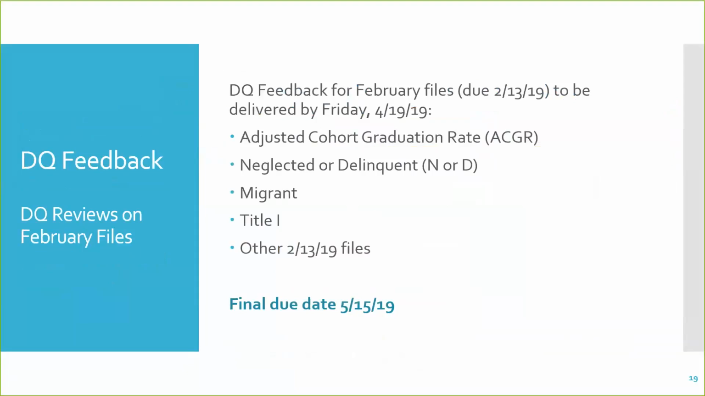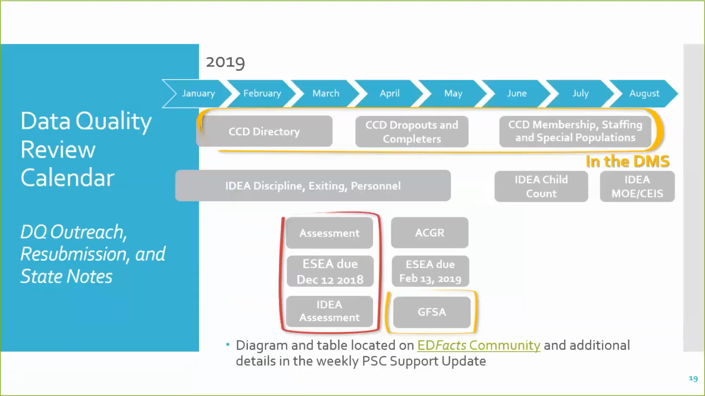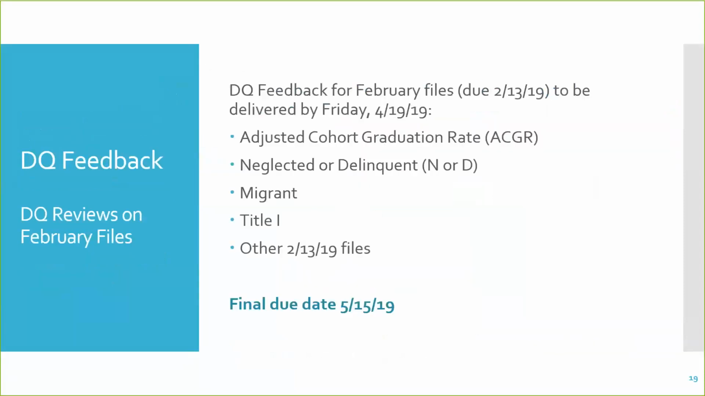And the next round of data quality review, I'm going to jump back to this slide. This ACGR and ESCA due February 13th, just giving a little primer on that, similar to how we outlined it for the December. The February data quality review will be delivered by 4/19/19, and that will include ACGR, neglected or delinquent, migrant, Title I, and a couple other files that were due on February 13th. And the final submission of those files will be due on May 15th.